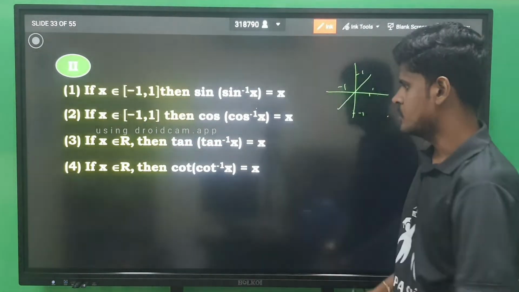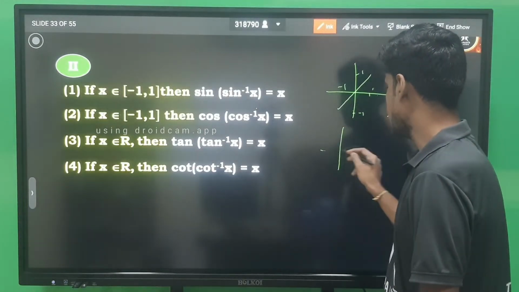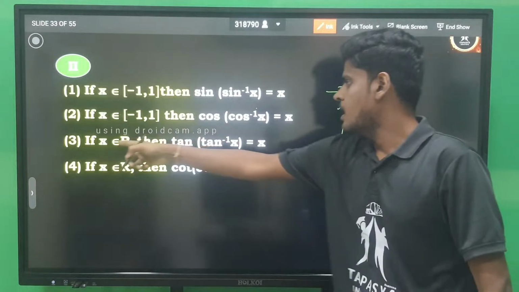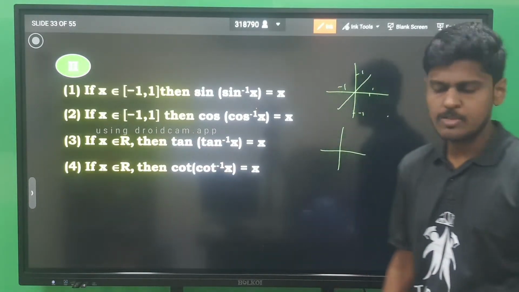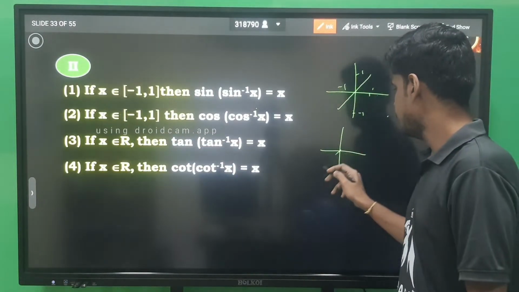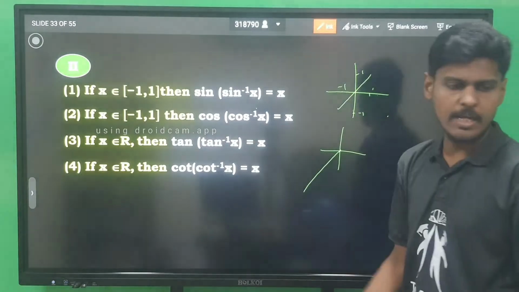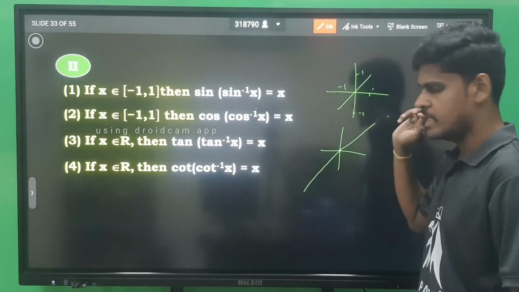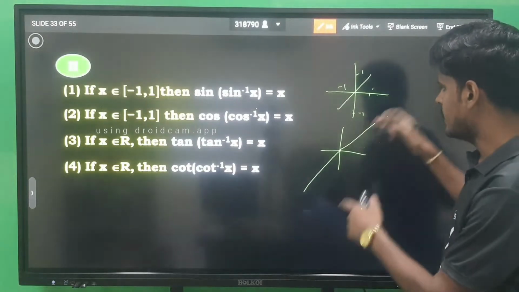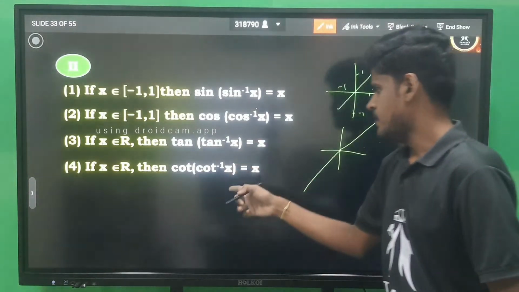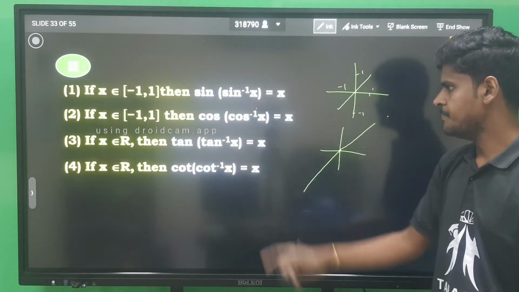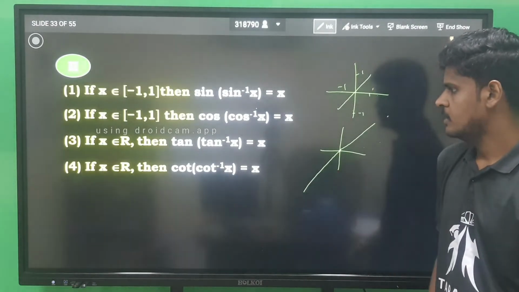What about the next one, students? Tan of tan inverse x is x. Now the graph is: x belongs to all real numbers. That means y equal to x is the curve and it belongs to all real numbers. That means this is a straight line y equal to x. Complete line. Same for cot of cot inverse x. Both these graphs are the same. Next one.